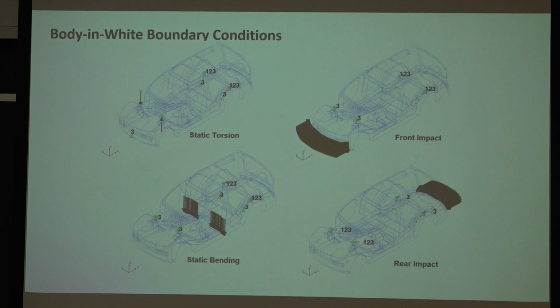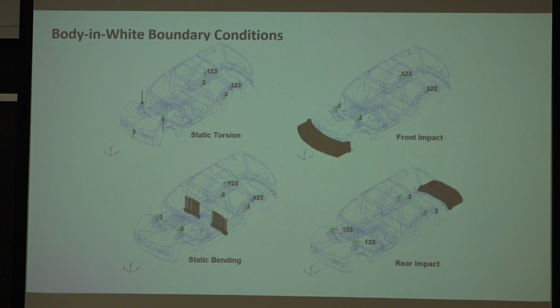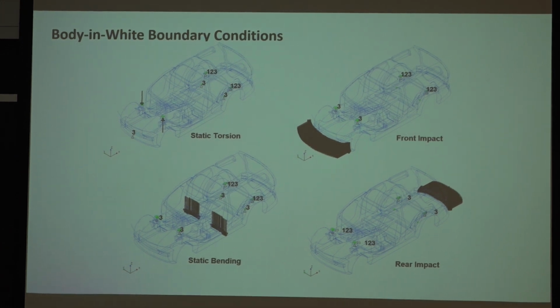Body structures on cars are loaded in very complex ways. They are loaded under torsion, for example. So take the whole body structure and twist it. That torsion load has a lot to do with the way the vehicle handles. A body structure that is not stiff in torsion will not have as crisp handling as a car that is stiffer in torsion. Then there's bending loads.